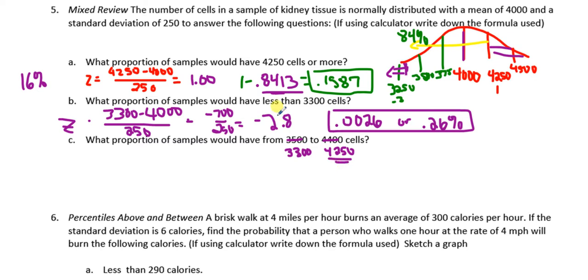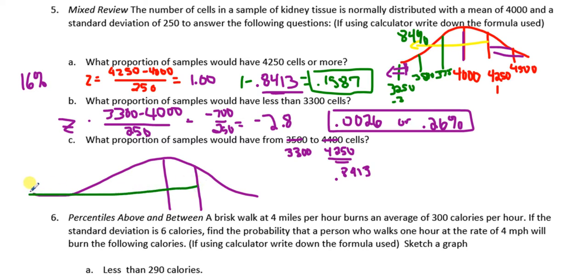4,250, and that was 0.8413. Looking at my graph, 4,250 was at 1. We're at about right here. And that was 84% going this way. It was 16% because we looked above. But for our answer for part A.